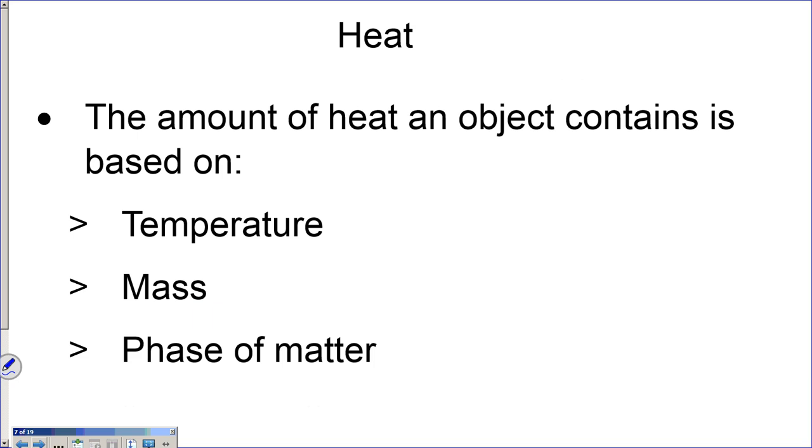All right, so wondering how much heat an object contains. We already talked about it being based on temperature. The higher temperature will exchange heat with something that's a lower temperature. The amount of heat something has is also going to depend on its mass, and it's going to depend on its phase of matter. So we're going to talk about those a little bit, of how those change over time.